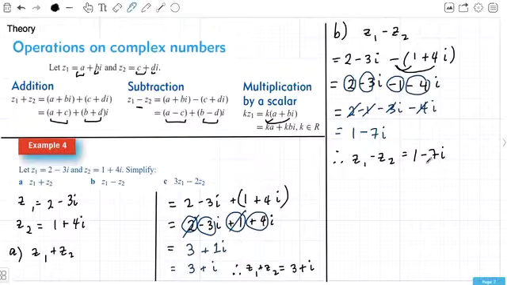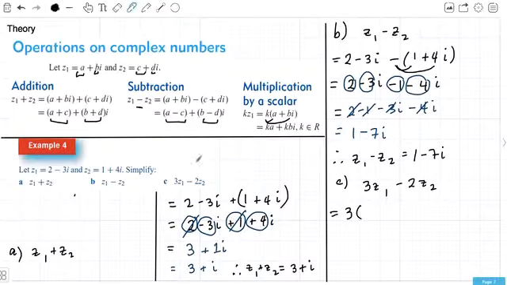Okay, the last one, you could pause here and try and do this yourself, see what you end up with. We're going to look at C now. So I'm just going to give myself a little bit more room over this way. It's a little bit longer. Okay, so we've got here for C 3z1 minus 2z2. We've actually got a couple of scalar multiples here. So I'm going to write that as 3, bracket, write my z1 in. So this is my z1. So 2 minus 3i, minus 2 outside a bracket of z2, which is 1 plus 4i.